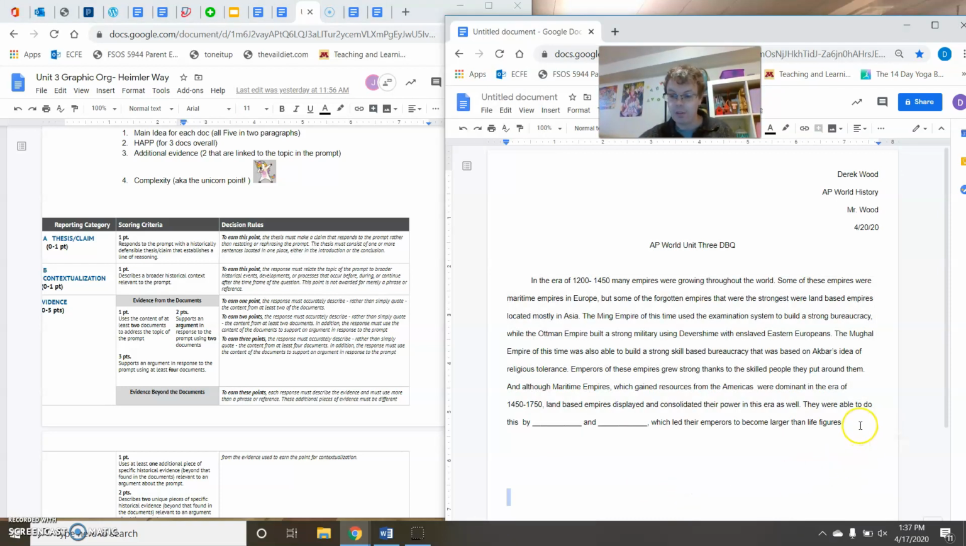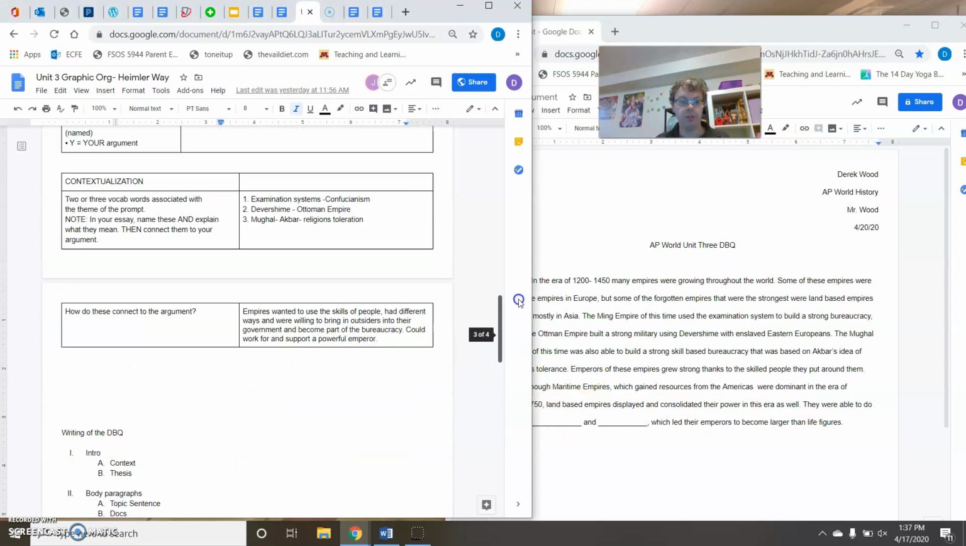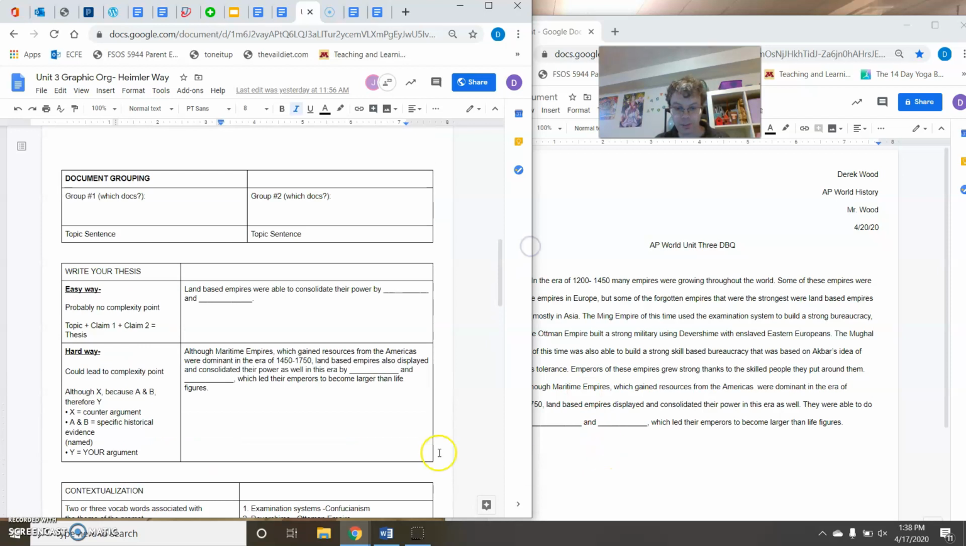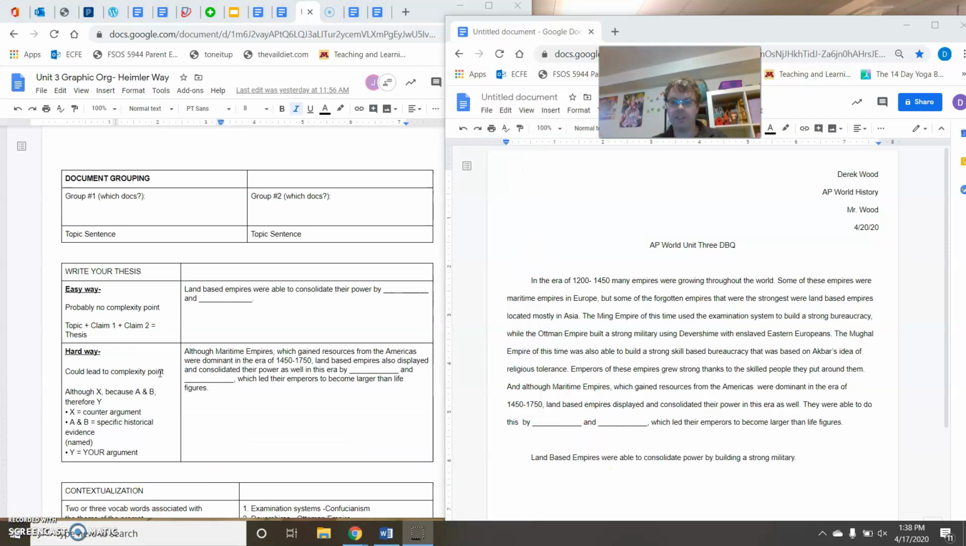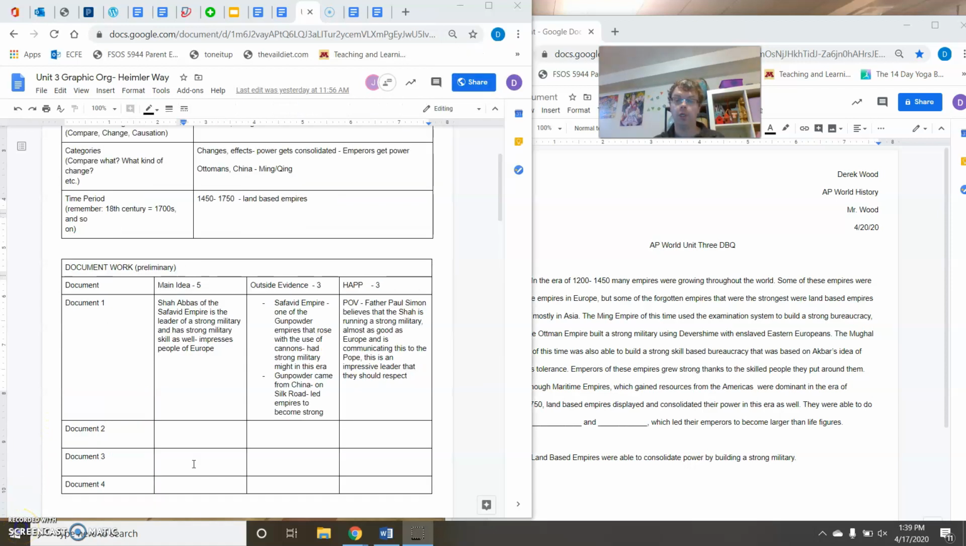All right, now let's go look at our body paragraphs, and we've practiced these many times. These are basically your topics, which you're going to say now. So I can open up with my topic, whatever you have down here, with your topic and your documents. And here's an opening sentence that can work for that. Land-based empires were able to consolidate power by building a strong military. That could be one of my topics. Now, what am I going to use? I'm going to use my main idea first. Then I could possibly attach some outside evidence if I want, and I can do HAP if I want. So I'll review some points on this as I do it.